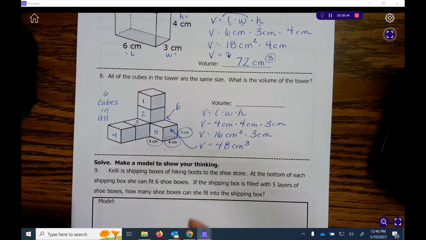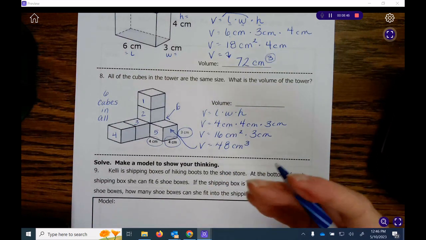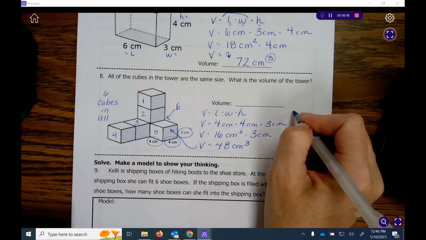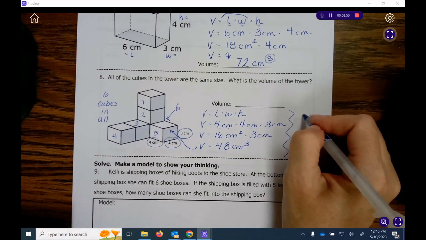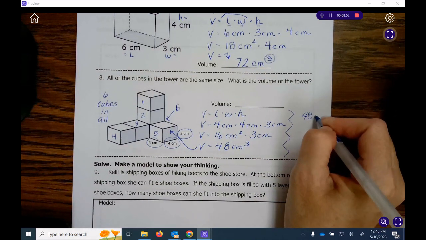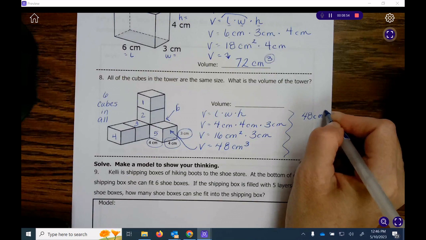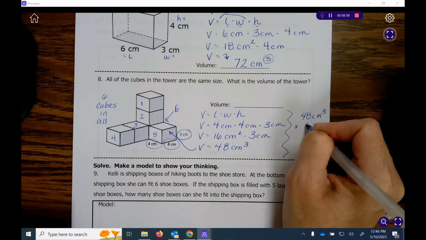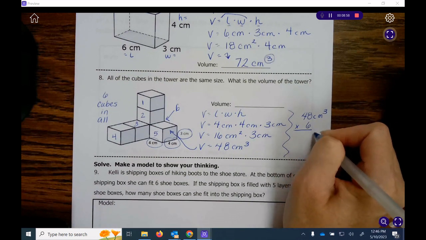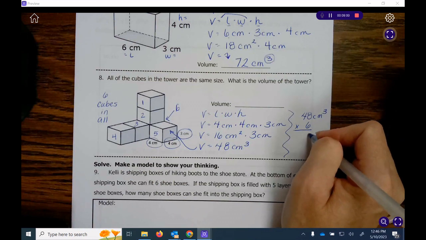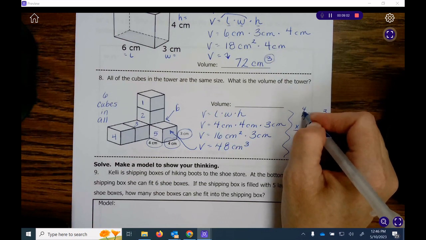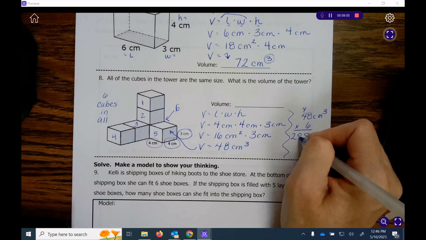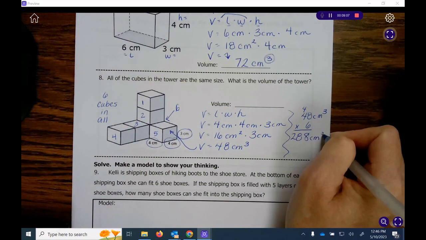Now that's the volume for just this one block. We have 6 blocks or 6 cubes, so we're going to do 48 centimeters cubed times 6. These are 6 blocks, and we get 28 centimeters cubed.